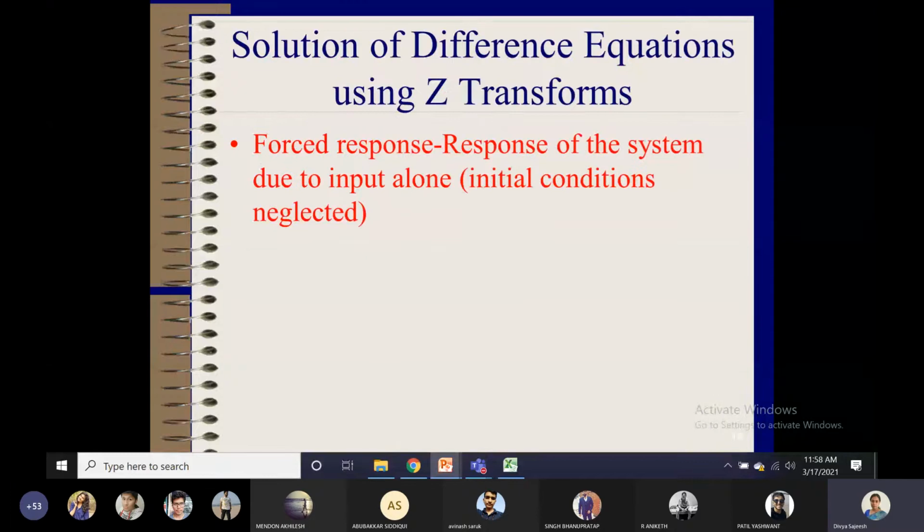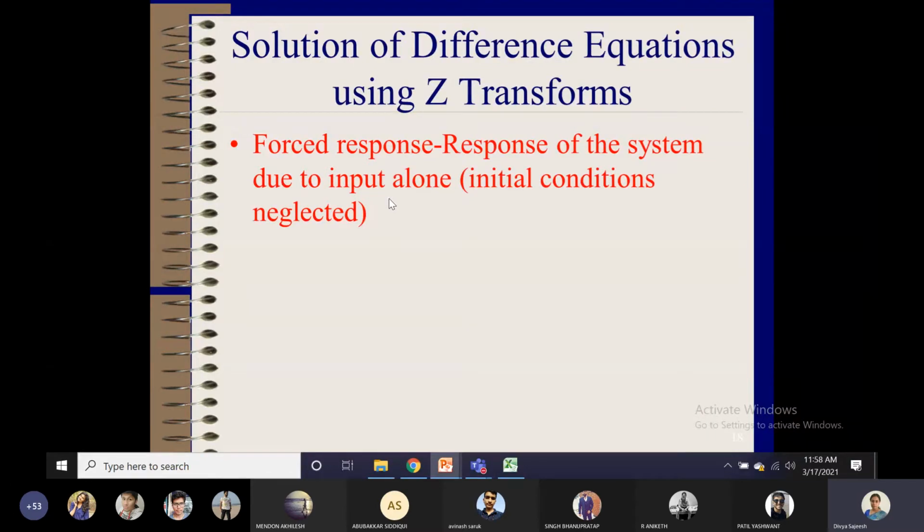Now let us come to the next topic. Again, the same knowledge you have used for the test, you require for the further topics. So, solution of the difference equations in the Z plane. How to obtain the solution for that? Now we are taking three conditions, and accordingly we are trying to obtain the response of the system.